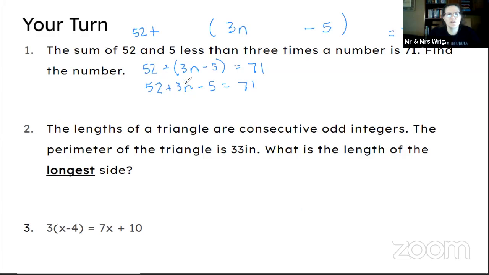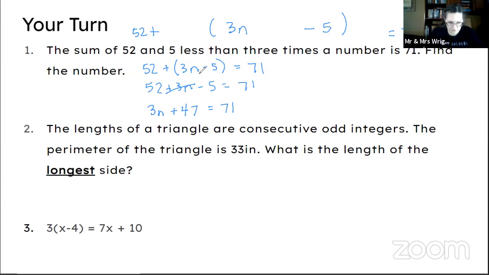All right, so I want to combine like terms. I only see one thing with a variable here, so that's going to stay exactly the same. However, I see two constants. I see a positive 52 and a negative 5. So 52 minus 5 is going to be 47. 47 equals 71. Let me just verify on my calculator that that's what it is.